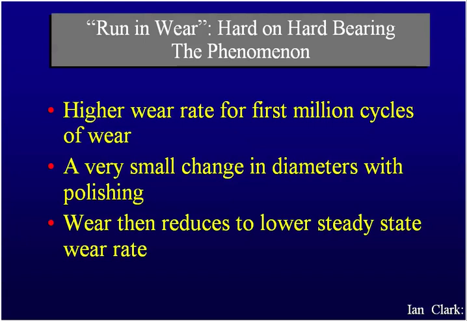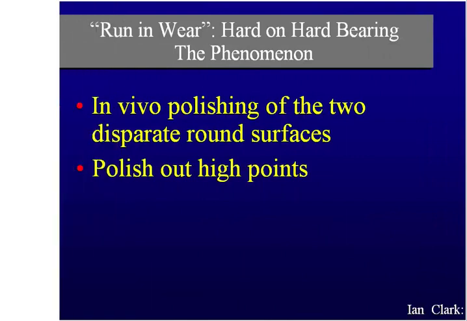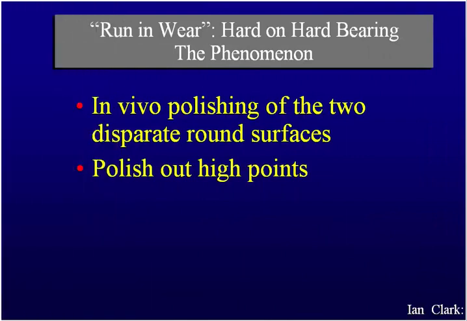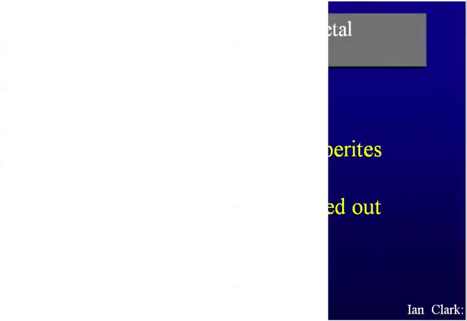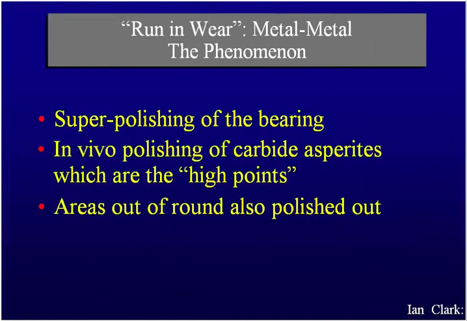lower, steady state wear. So for that first million cycles, what you're really doing is polishing out the high points, and then you get this very low steady state wear. And that generally happens in the first million cycles, whether it's ceramic or metal. It represents an in vivo polishing of the two round surfaces, and you are literally polishing out the high points. It represents basically a super polishing of the bearing, and what you're really doing is you're polishing out the carbide asperities, which are the high points. And also those areas around are also being polished out as well. Okay.